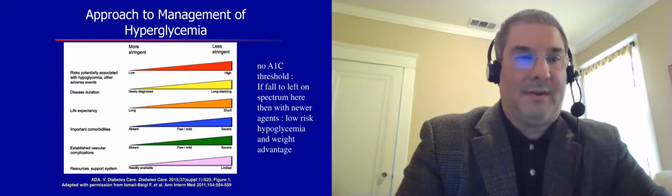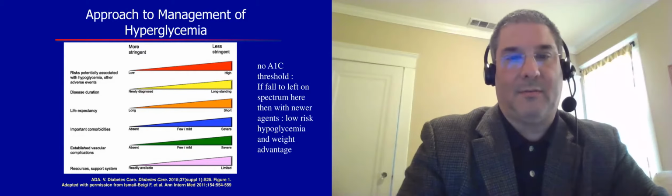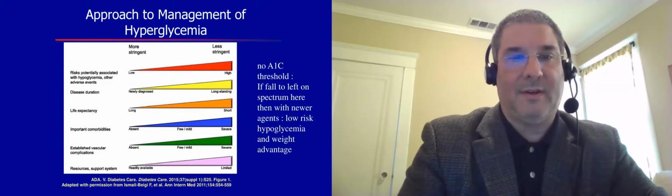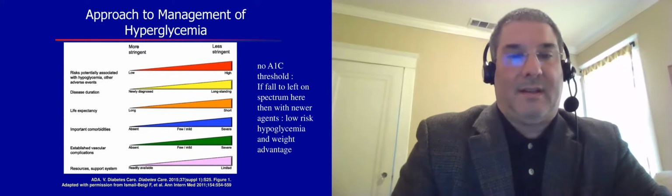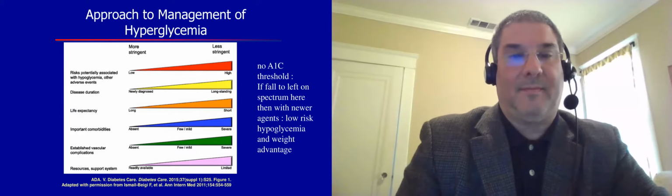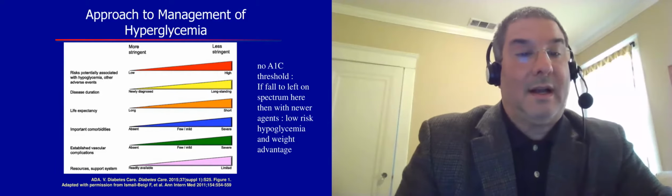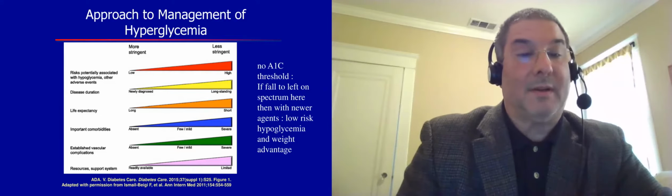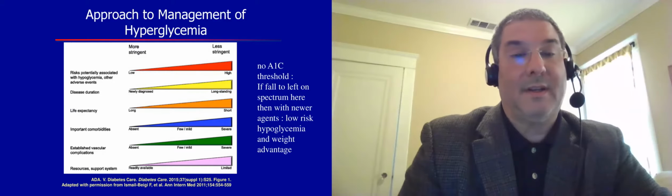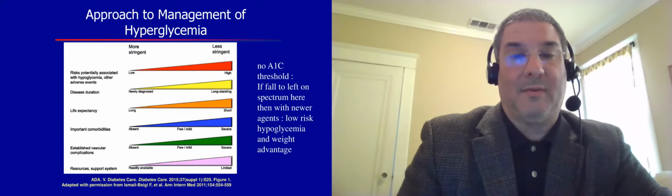So what we want to know is, is the benefit of long-term microvascular risk reduction worth the increased risk of hypoglycemia? And the answer is that on the left side of this spectrum here, where there's low risk of hypoglycemia, early or newly diagnosed disease, long life expectancy, and so on, these patients have a long way to go. And so we would consider trying for tighter control because the benefits there are higher.